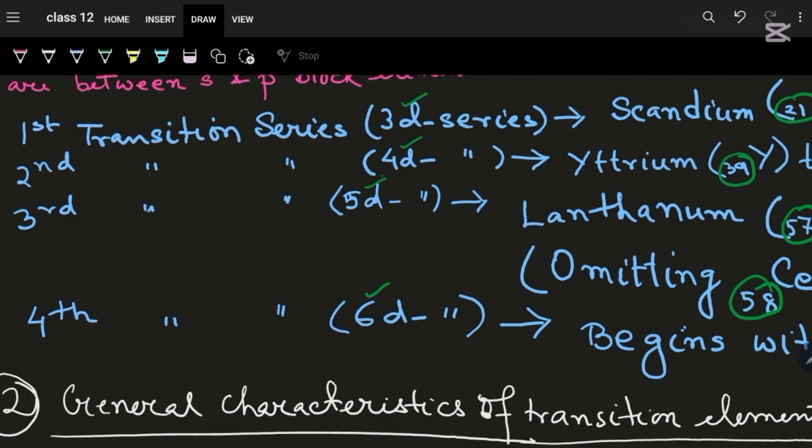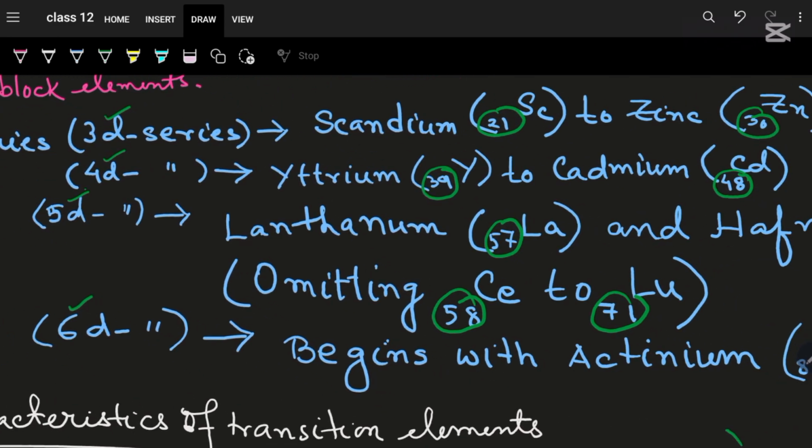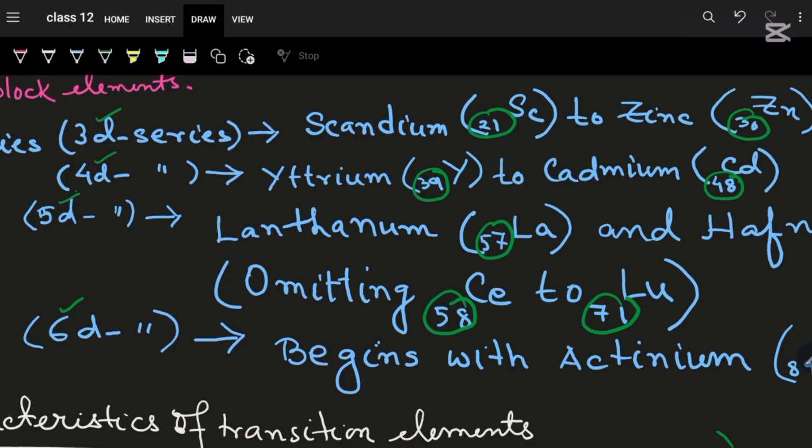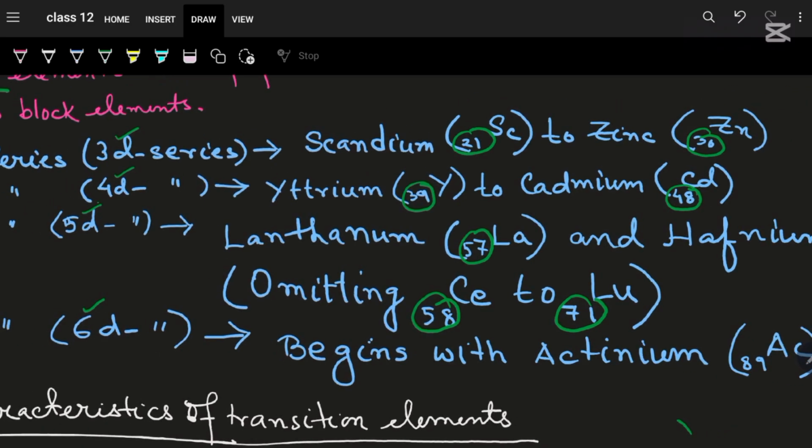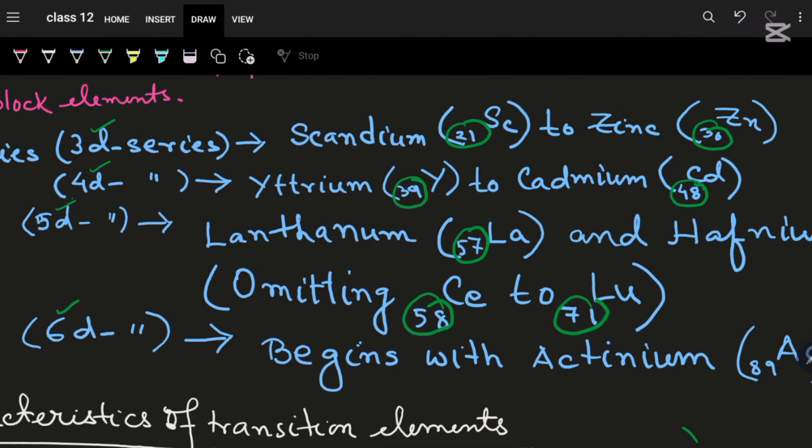And we have 4 transition series. The first one is the 3D series, which starts from scandium, atomic number 21, to zinc, atomic number 30. The second one is the 4D series, which starts with yttrium, atomic number 39, to cadmium, atomic number 48.